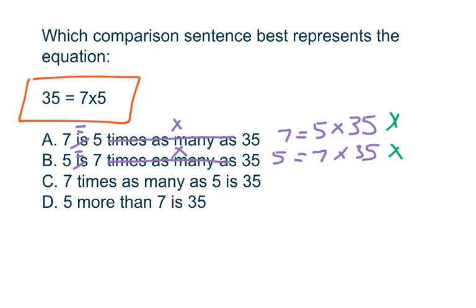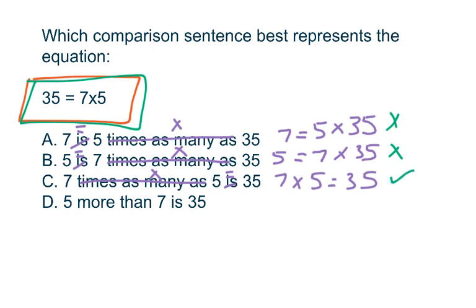My next one says 7 times as many as 5 is 35. So here I have 7 times 5 equals 35. Hey, that looks very similar to what I have up top. 35 equals 5 times 7. That could be my answer. My last one, 5 more than 7 is. More than means addition. So here I would have 5 plus 7 equals 35. And that, of course, does not make sense. So my answer for this problem would be C.